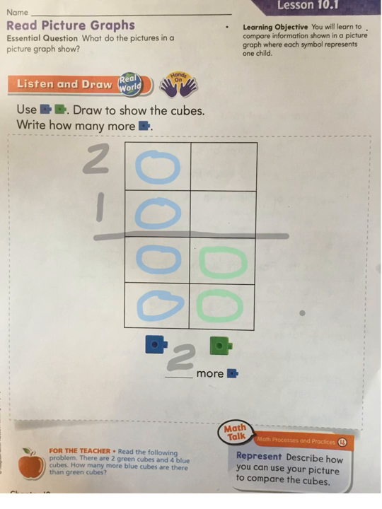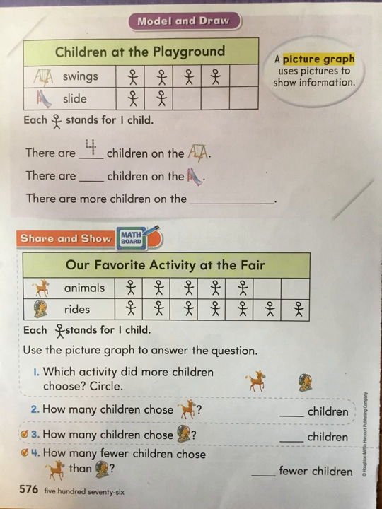We're going to continue looking at picture graphs on the back side of this page. So if you have it at home, go ahead and turn it over. You should see this page. Now there's a lot on here. We're going to just focus up at the top. In that little box, or circle, it says a picture graph uses pictures to show information. That's the same thing that we looked at on the front. We were getting information using those pictures of cubes.